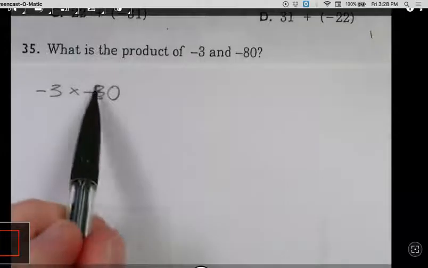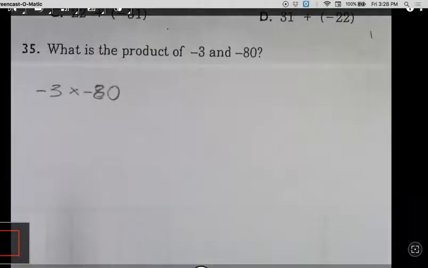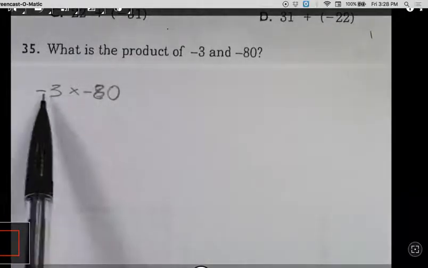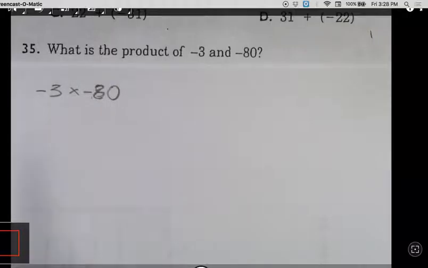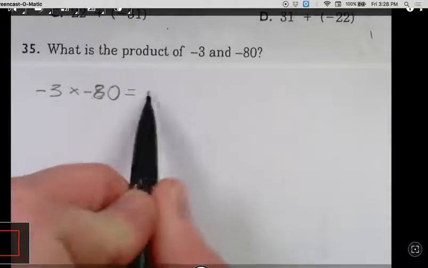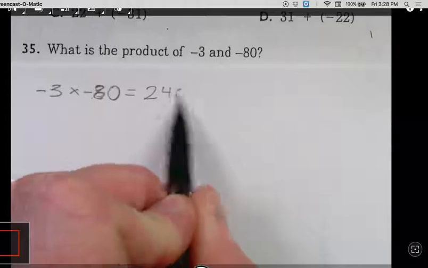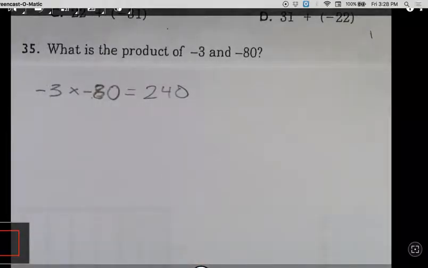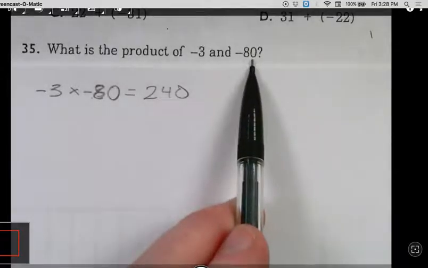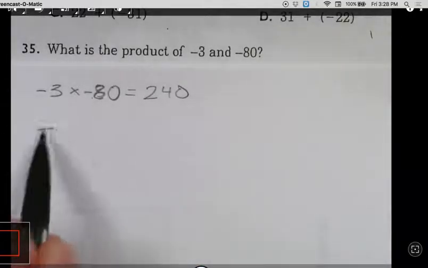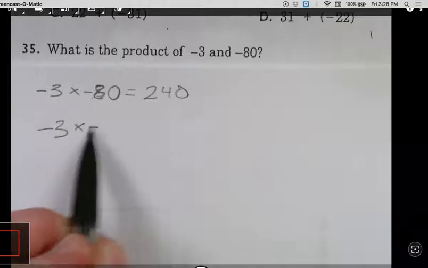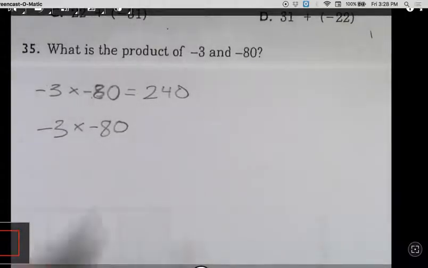One way is we need to know kind of the rule, and the rule says that if you multiply two negatives, you end up with a positive. So we end up with a positive 240. But for those of us who don't like to just blindly follow rules, let's look at why that is. So if we have -3 times -80, we could think of it as this.